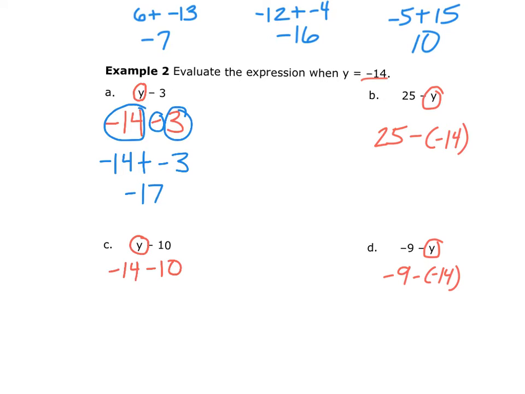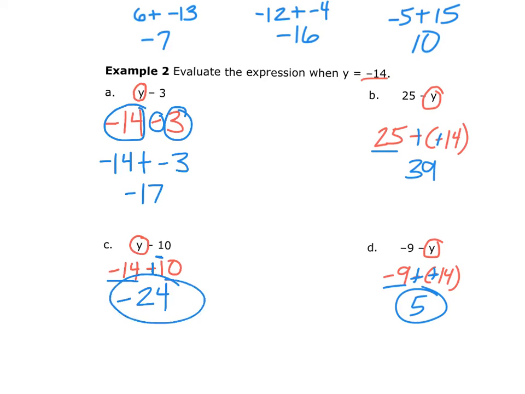So on the next one, I'm going to do the shortcut here. I'm going to keep, change, and change. So 25 plus positive 14 is 39. On the next one, I'm going to keep, change that to a plus and change this 10 to a negative, and I get negative 24. And then I'm going to keep, change, change, and I get 5. Make sure your substitutions are correct, especially the trickier ones, B and D, where you've got to have that double sign in there.